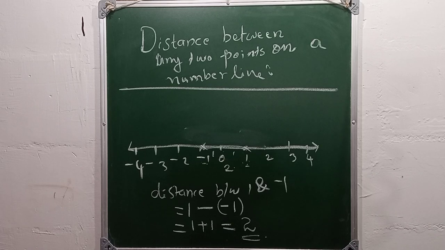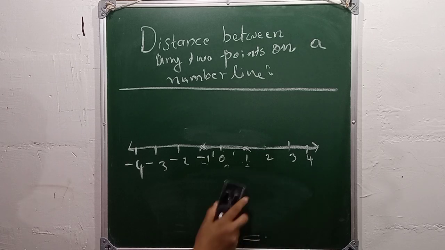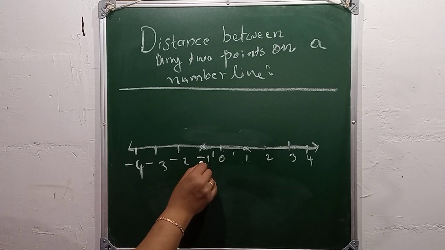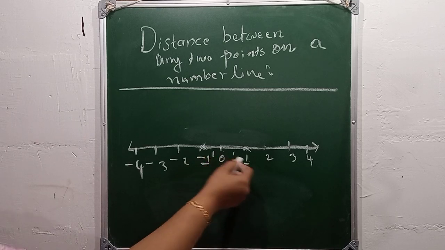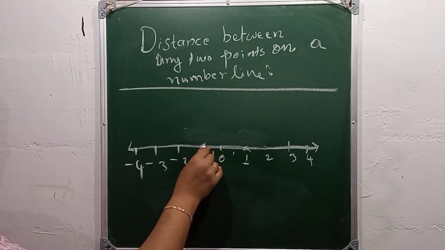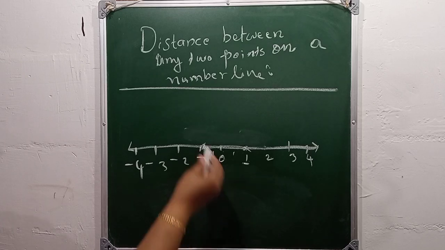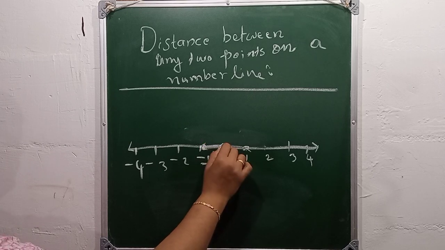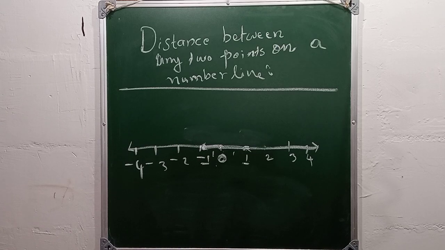Midpoint of any 2 points on a number line. Here I am going to find out the midpoint of negative 1 and 1. What about the midpoint of negative 1 and 1? Yes, midpoint means the point at the same distance from both the points. So from negative 1 to 0 and from 0 to 1, both the distances are equal. Therefore we can say that 0 is the midpoint of negative 1 and 1.